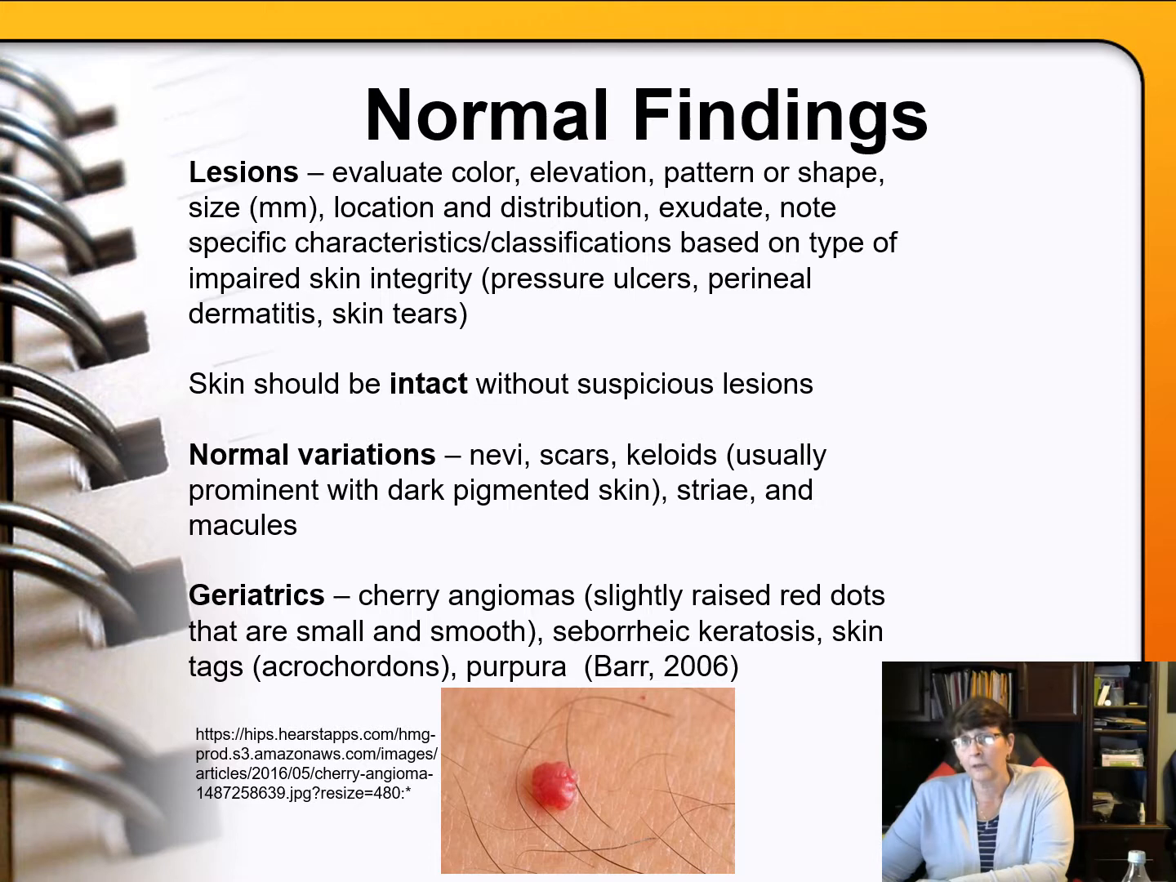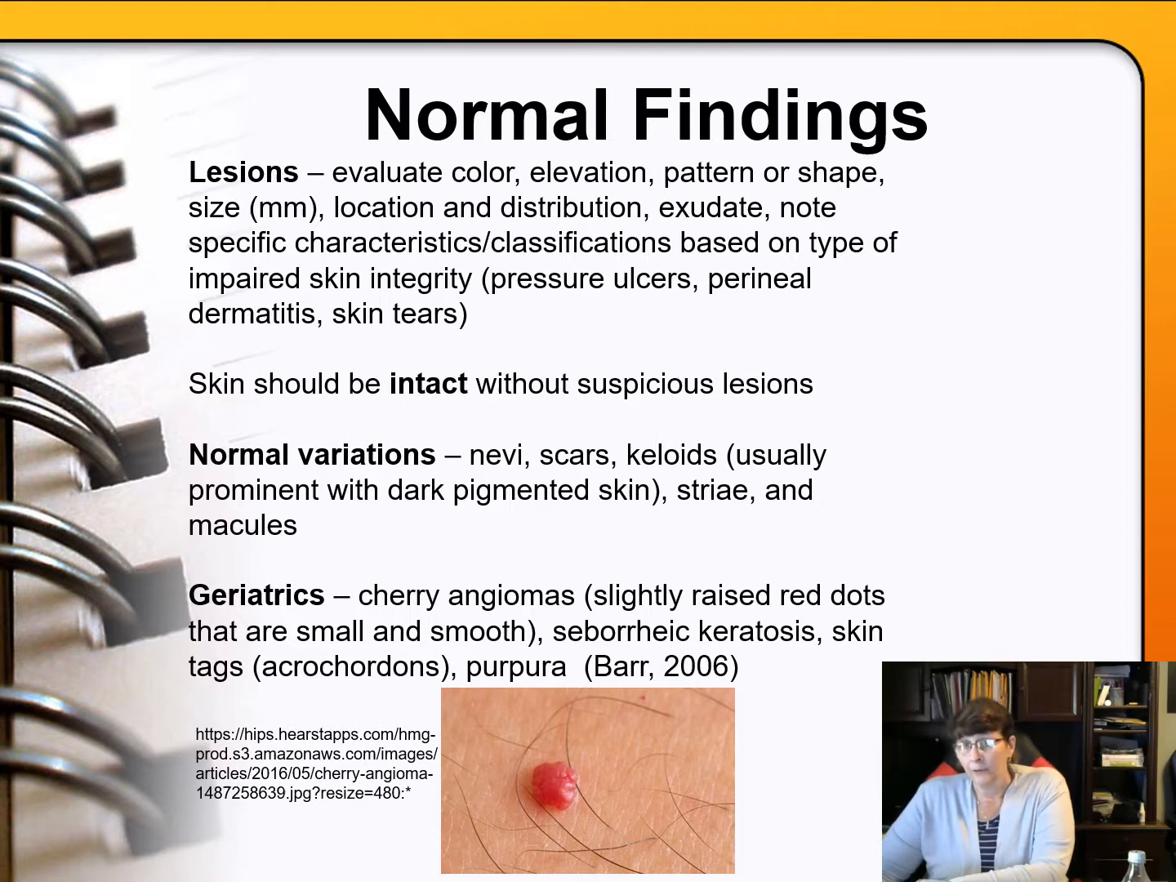Normal variations include the nevi, scars, keloids, which are usually seen with dark pigmented skin. Keloids are those scars that are the raised big bumps on the top. The striae, those are stretch marks, like pregnant women have, and then macules.